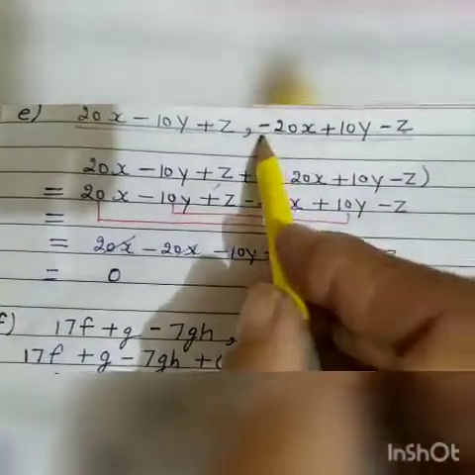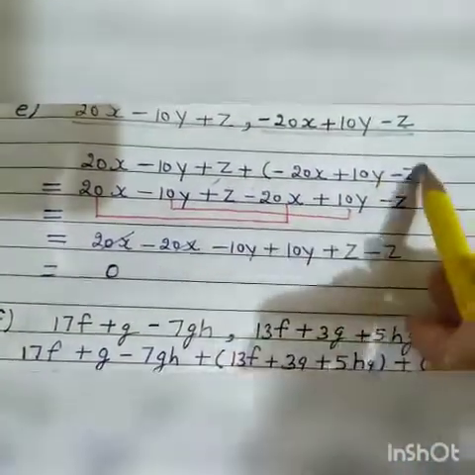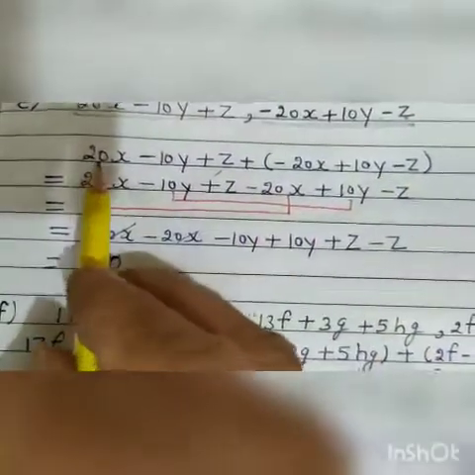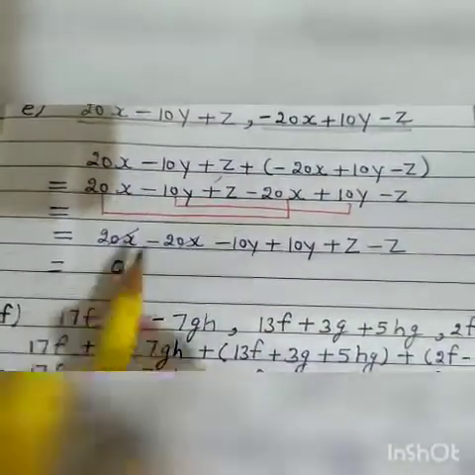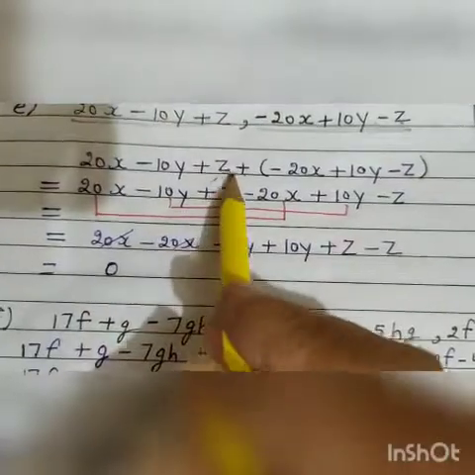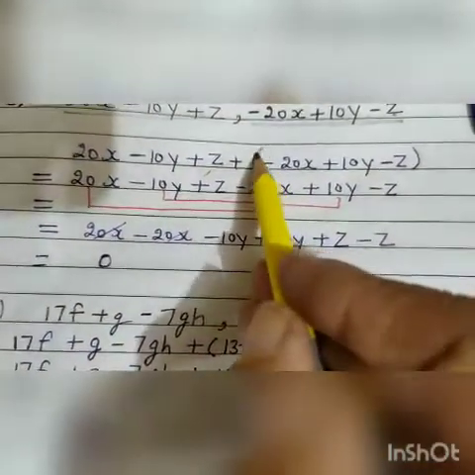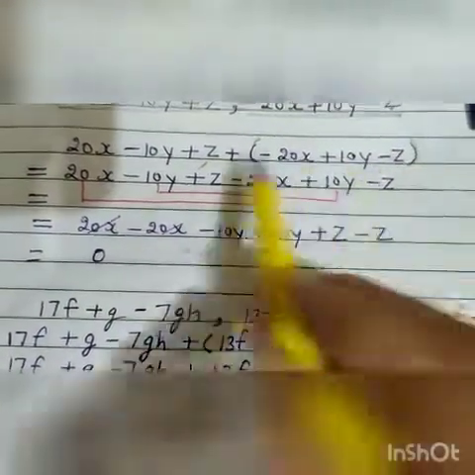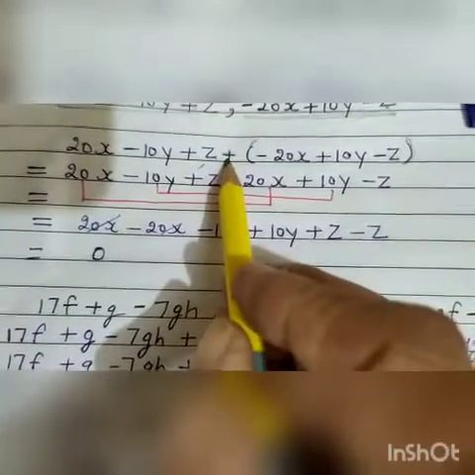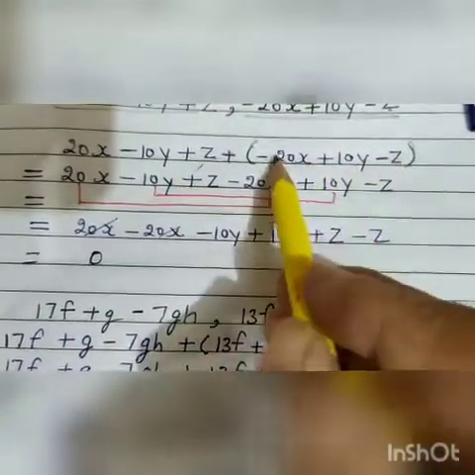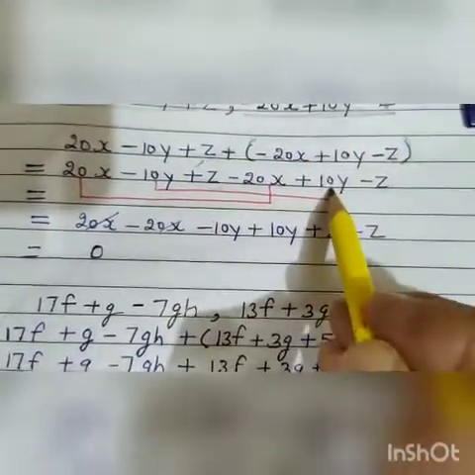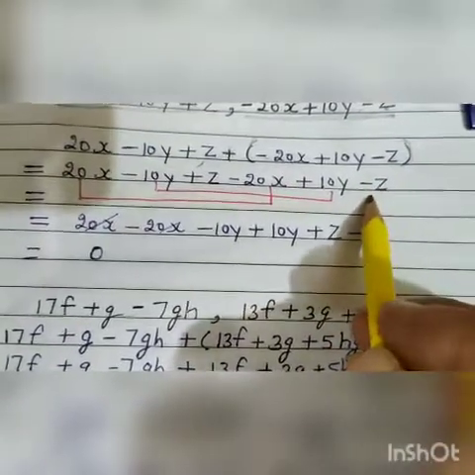We will write the second expression within bracket. Now remove the bracket. 20x minus 10y plus z. Now when we remove this bracket, this plus sign will not be written and this will be written as it is: minus 20x plus 10y minus z.